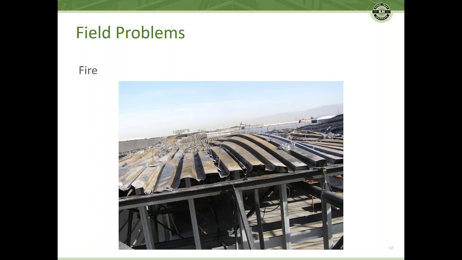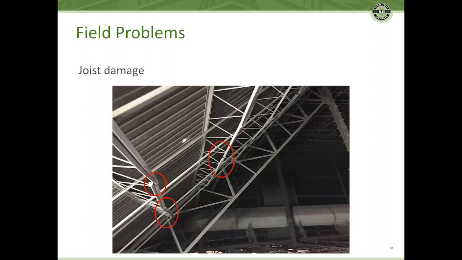But generally, if the joists are painted and there's a fire and it doesn't show any negative effect to the paint, you know that the fire was not hot enough to have affected the steel. So if the paint's intact, generally the rule of thumb is that the joist is intact as well. But if the paint is not intact, then some additional evaluation is going to need to be done.